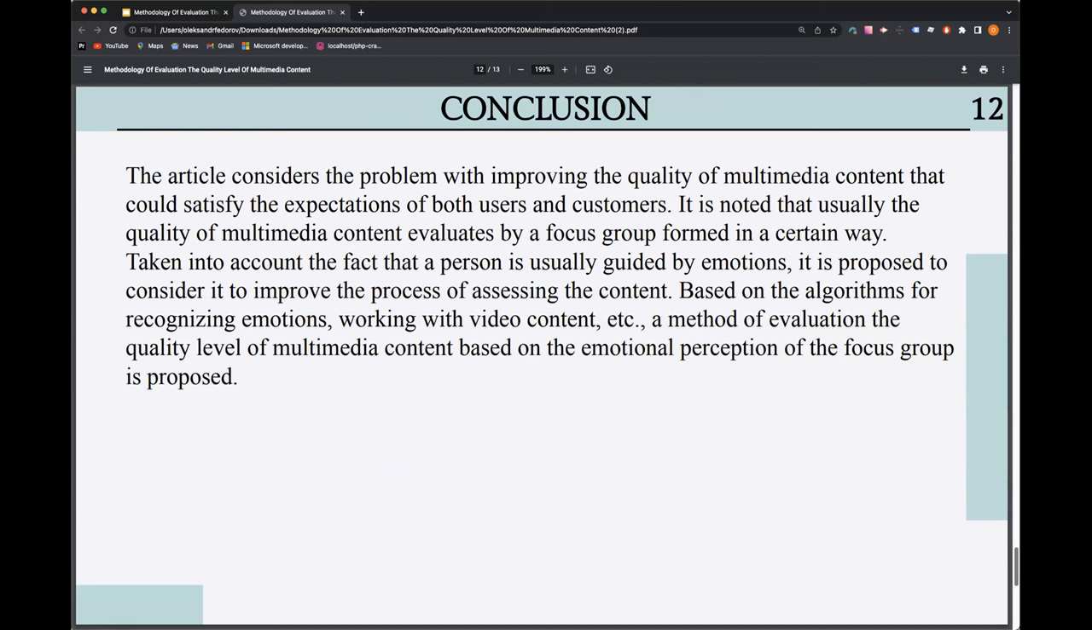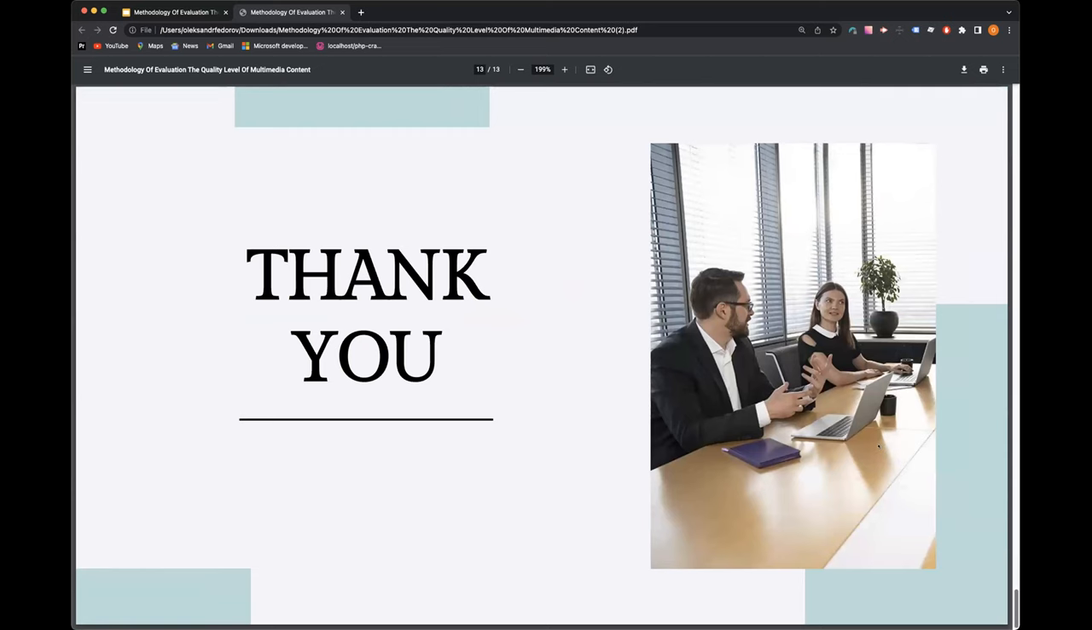It is noted that usually the quality of multimedia content is evaluated by a focus group formed in a certain way. Taking into account the fact that a person is usually guided by emotions, it is proposed to consider them to improve the process of assessing the content, based on the algorithm for recognizing emotions, which works with the video content. A method of evaluating the quality level of multimedia content based on the emotional perception of the focus group is proposed. And thank you all for listening to me.